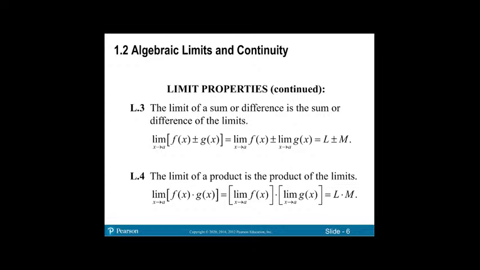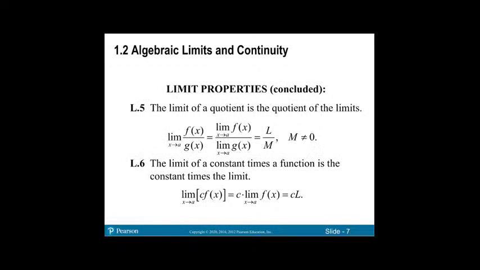The limit of the sum or difference is the sum or difference of the limits, right? So here we have the limit of this sum or difference is going to be the same as the first limit plus or minus the second limit. The limit of the product is the product of the limits. The limit of the quotient is the quotient of the limits, again, provided the limit in the denominator is not 0. The limit of a constant times a function is the constant times the limit. So a constant times a function is going to be the constant times the limit. Okay? So these are just limit properties.